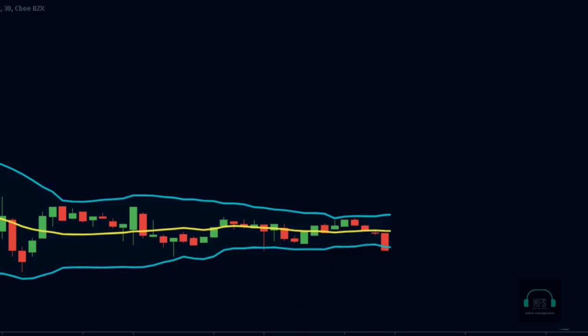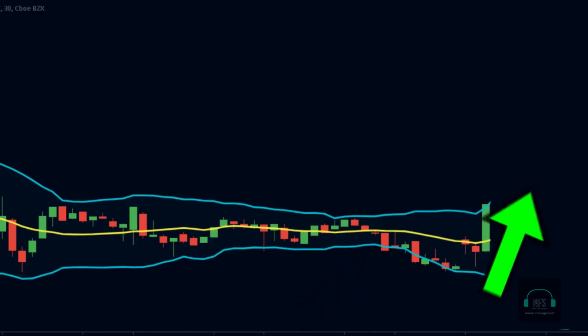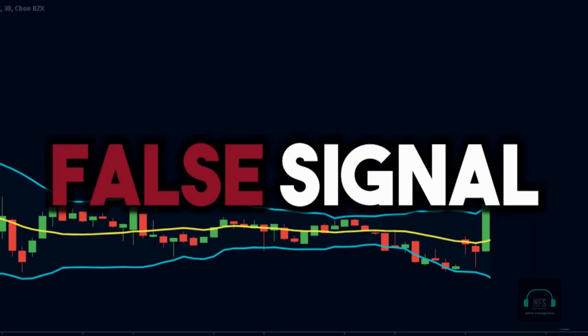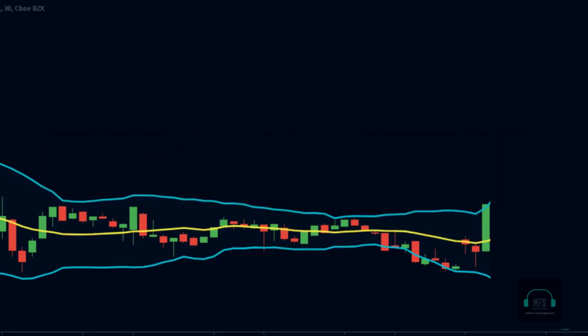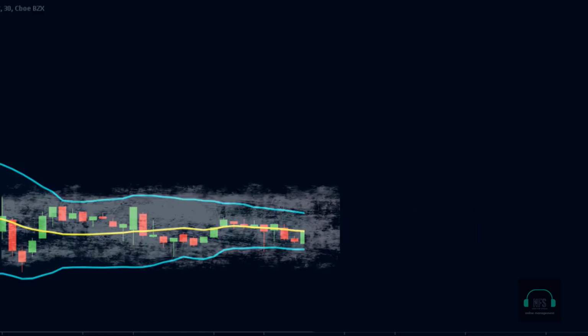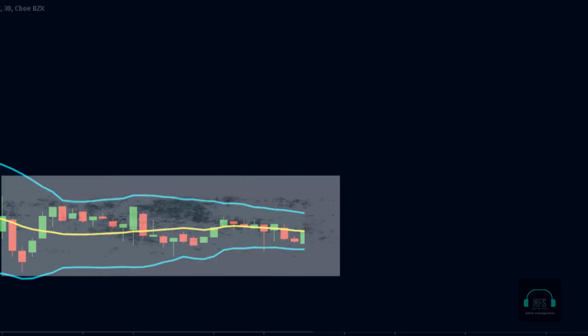But look at what happened next. The price reversed and made a move on the upside. This was a false signal. How do we avoid these losses? In the early years of my trading, I tested this strategy several times and I actually found a way of avoiding these false signals. Let us go back to step 1. Here we have identified the low volatility period.